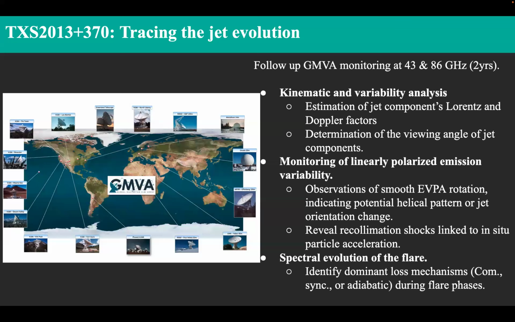So we have some data sets from the GMVA, which is monitoring the source for 2 years at 43 and 86 gigahertz. And we're going to use this data to do a kinematic analysis on the jet, monitoring of linearly polarized emission variability, and to see the spectral evolution of the flare.